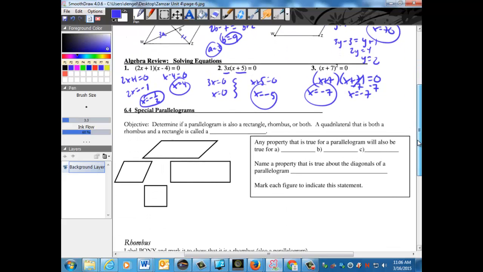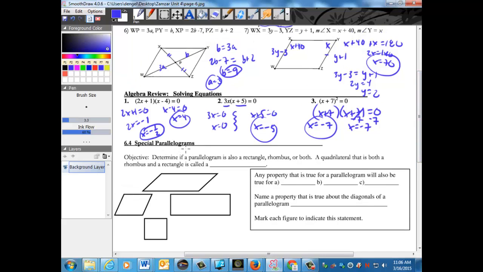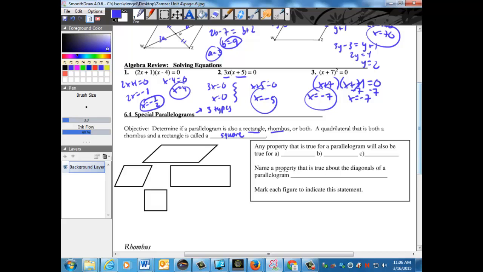For our problem down below, we have what's called special parallelograms. This refers to our rectangle, our rhombus, and a quadrilateral that is both a rhombus and a rectangle is called a square. So the rectangle, rhombus, and square are our three types of special parallelograms. Any property that's true for a parallelogram is also going to be true for a rectangle, a rhombus, and a square.